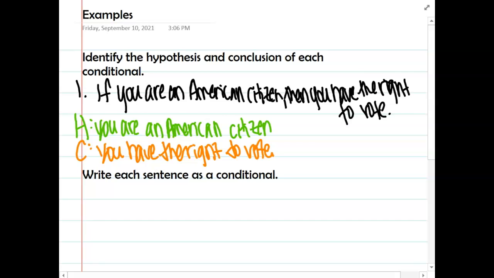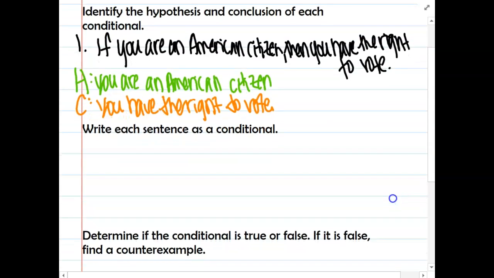Now, I know it doesn't ask for the truth value, but if I were testing out the truth value, I would have to decide, okay, every single American citizen, does every single American citizen have the right to vote? No, you guys are not 18 yet, right? And I mean, a bunch of other people, like incarcerated people and stuff like that. So yeah, this would be false. Didn't ask you, but good to talk about those.